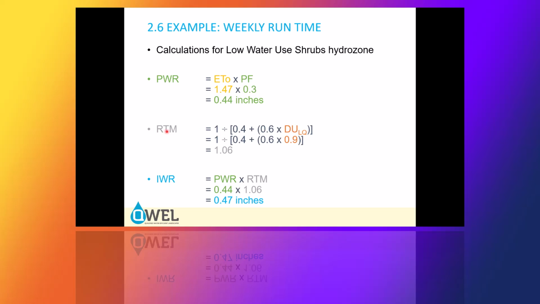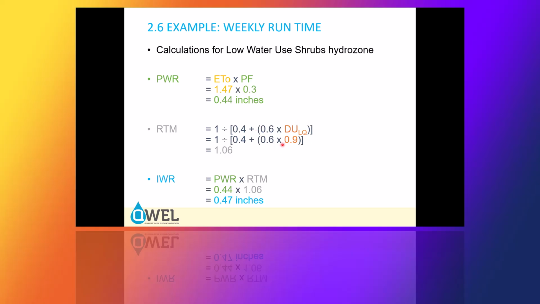So here's our runtime multiplier. We already saw this equation. It's 1 divided by the quantity 0.4 plus the quantity 0.6 times the DULQ. Now remember, if there are multiple variables within brackets, we have to follow what is called the order of operations, and we're going to do the variables in the parentheses first. Always do the variables in the parentheses first.